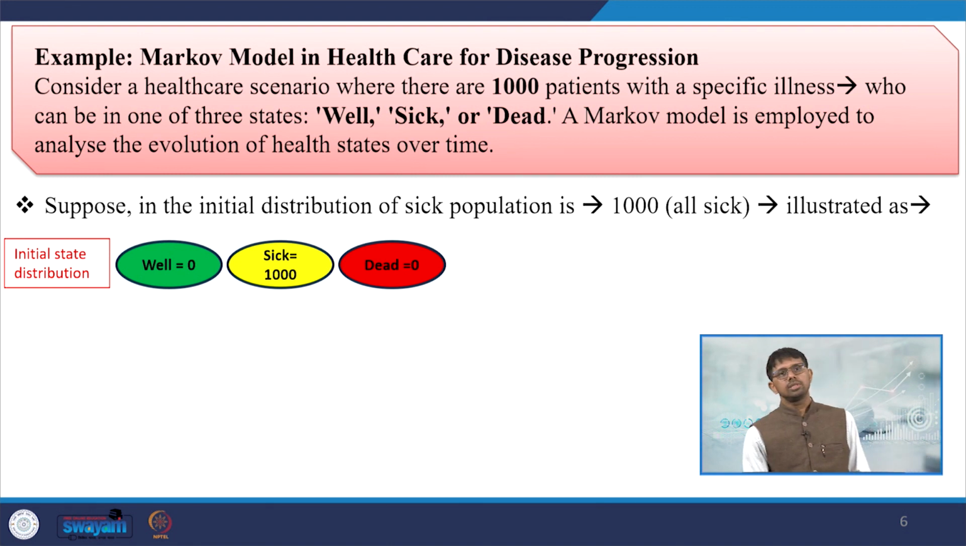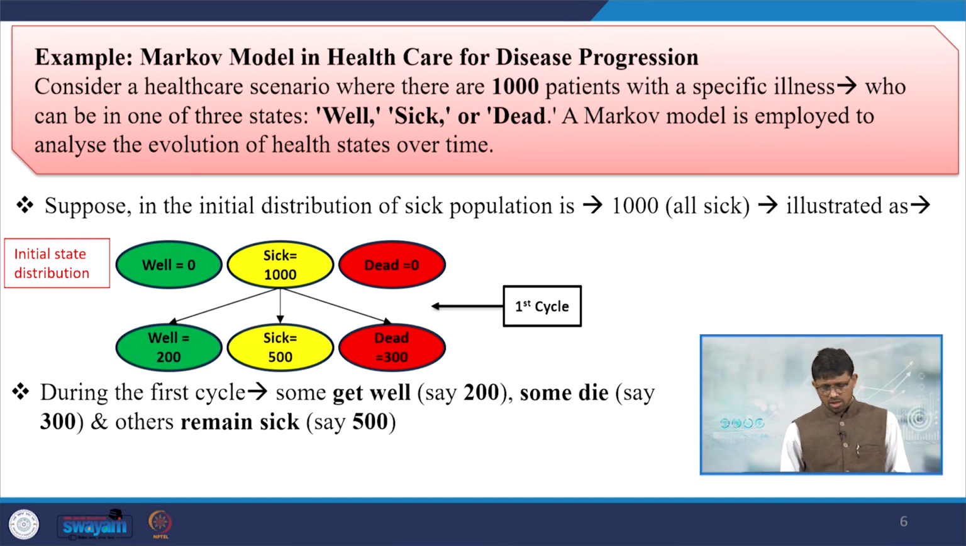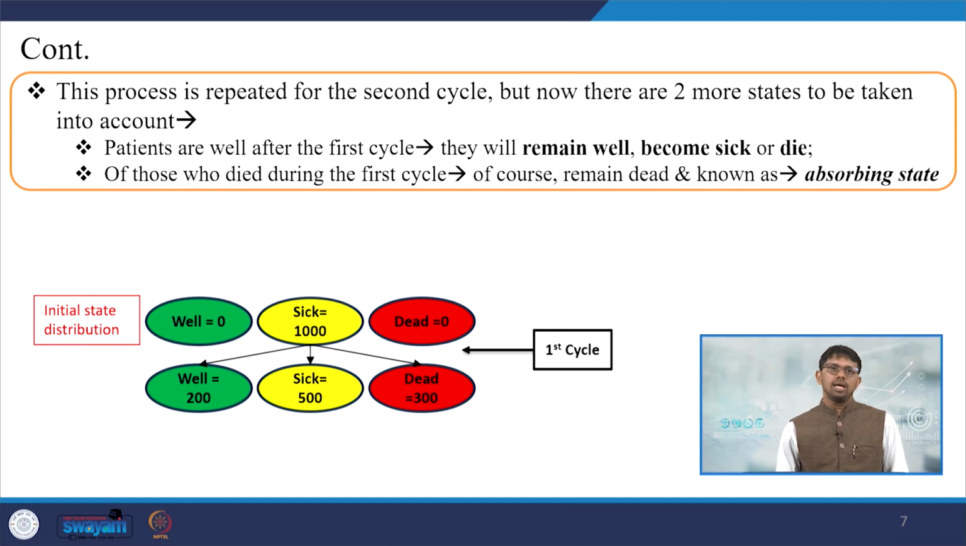Out of all, 1000 might be sick, 0 are well, and 0 are dead, since we are saying all thousand are sick. During the first cycle, some get well, let it be 200 out of the 1000 sick people which we have assumed. Let it be the case that in the first cycle 200 are cured and some die, let it be 300. So, 500 are still remaining sick. Hence it connects to the second cycle.